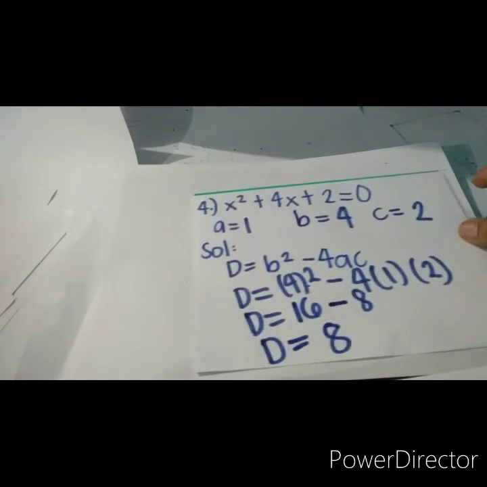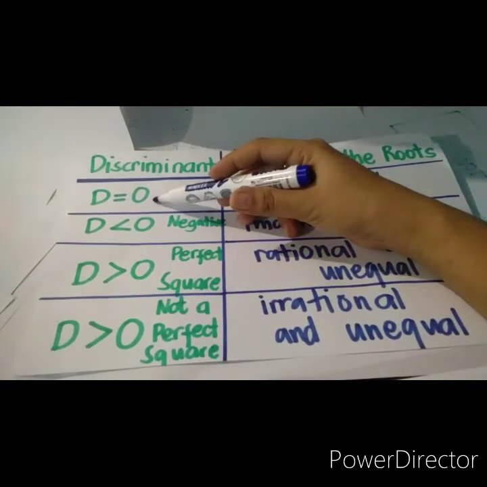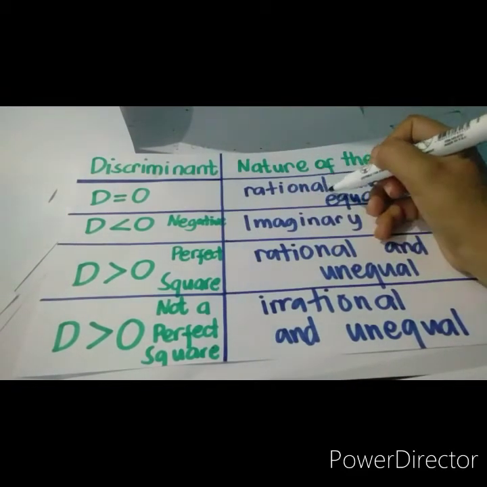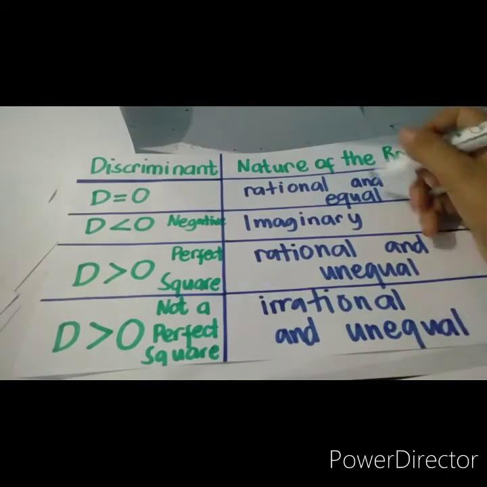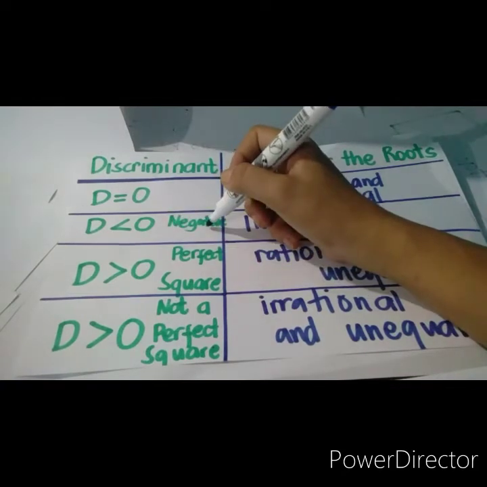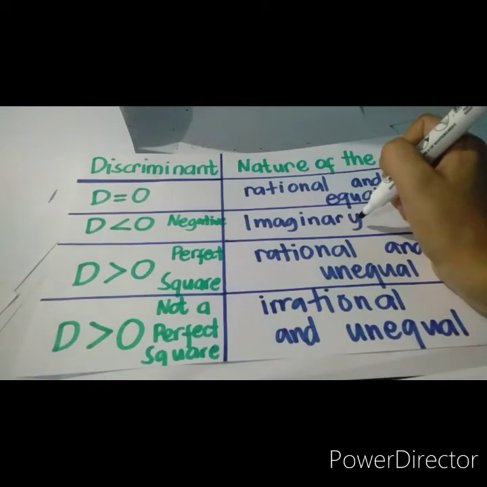Okay, so next we will find out the nature of the roots. We have the following. If D is equal to 0, when our discriminant is 0, then the nature of the roots are rational and equal. If D is less than 0, what does that mean? If our discriminant is negative, then the roots are imaginary, like my crush, okay?